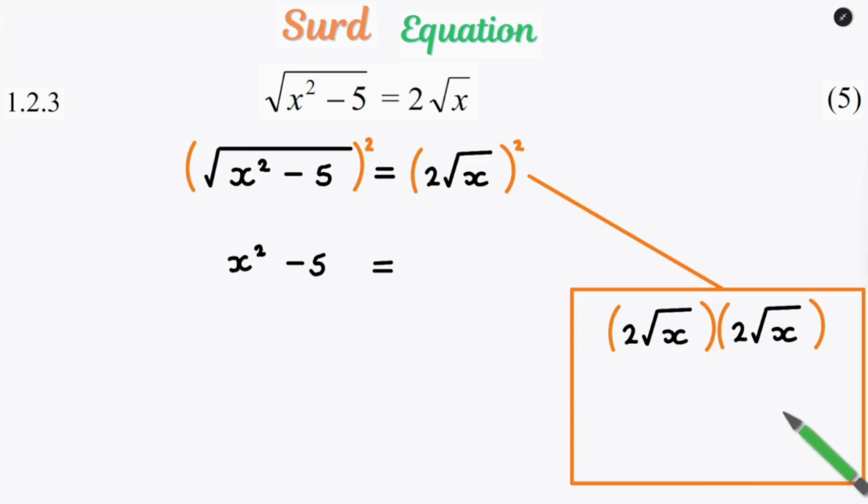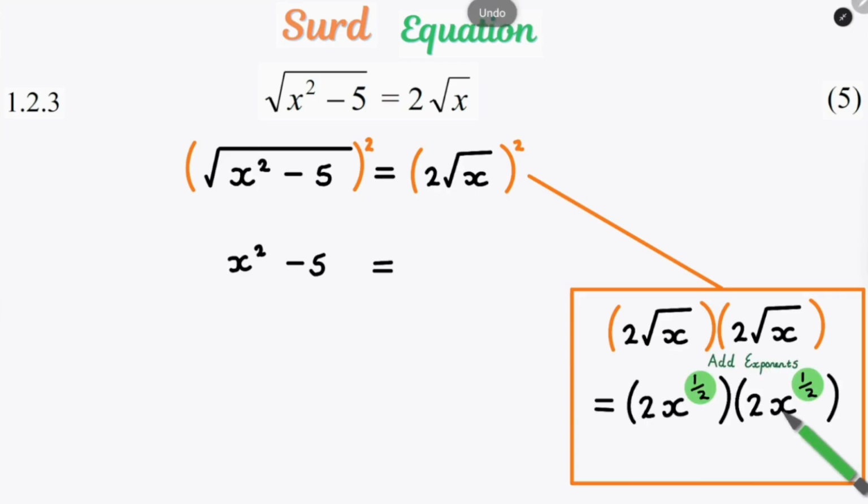Then 2 times 2 will give you 4. And root x times root x just gives you x. Another nice way of seeing it is the root of x is the same thing as x to the power of a half. And if you multiply those two, you add the exponents to get 4x to the power of 1, which is the exact same thing as 4x.